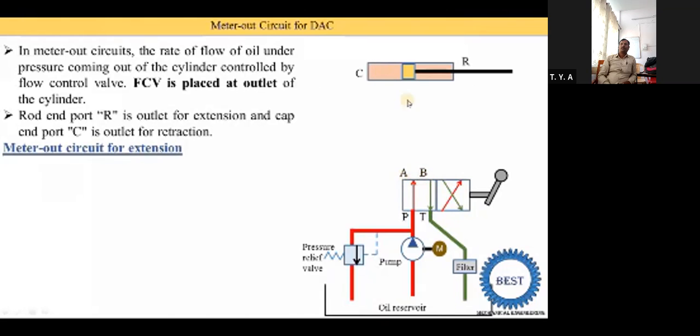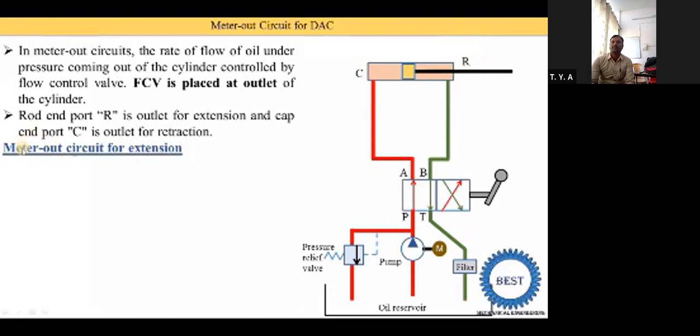Okay, so here you see this is the double acting cylinder. This is the cap end port, and this is the rod end port. Here you see the rod is there, that's why it is the rod end port. The upper part of the cylinder is known as the cap. So the A port is connected with the C port, and the R port is connected with the B port. Now the important thing is on which side we need to provide the flow control valves.